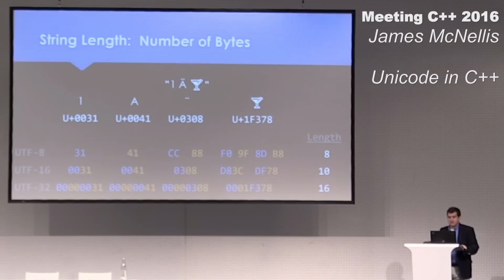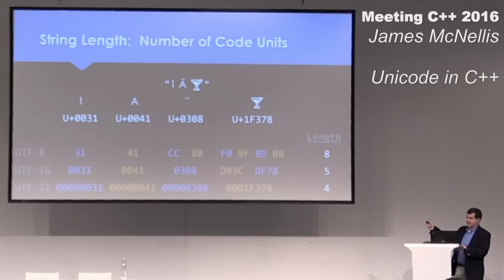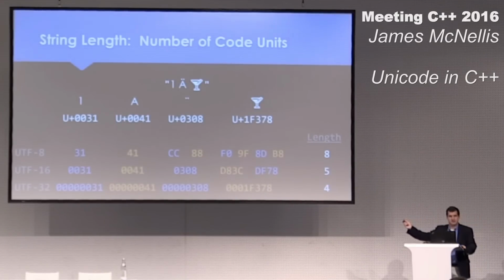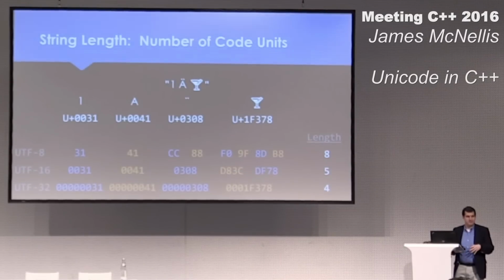If we mean the number of code units, well, that's also different. So it's 8 for UTF-8, which is the same as the number of bytes, because the code unit is 1 byte. For UTF-16, it's 5, which is half of the number of bytes, because we have 2-byte code units. And then for UTF-32, it's 4.